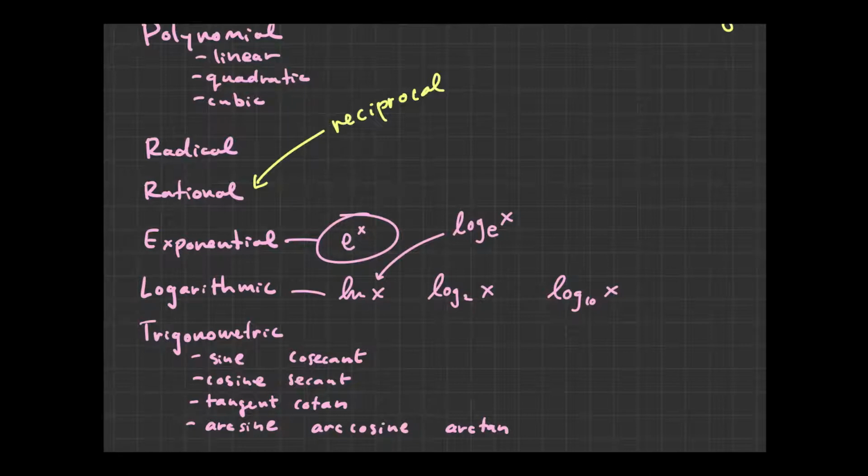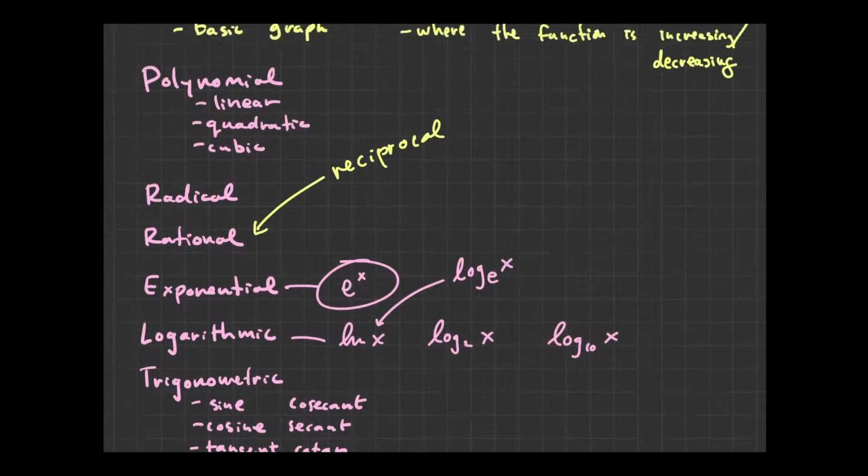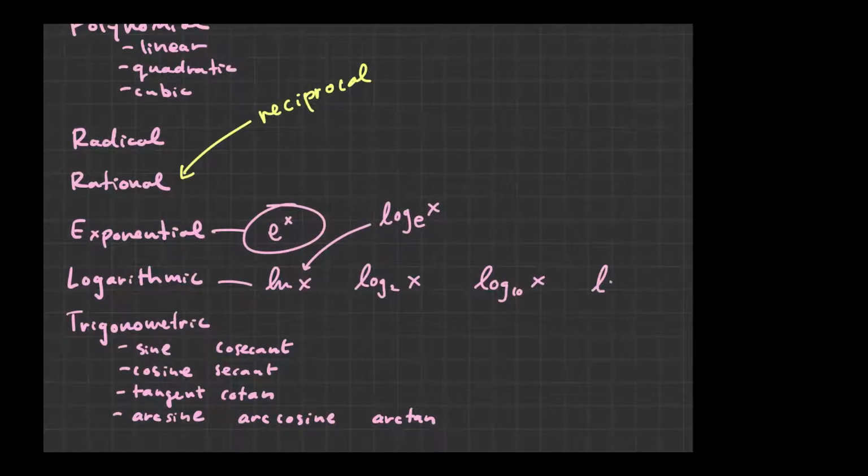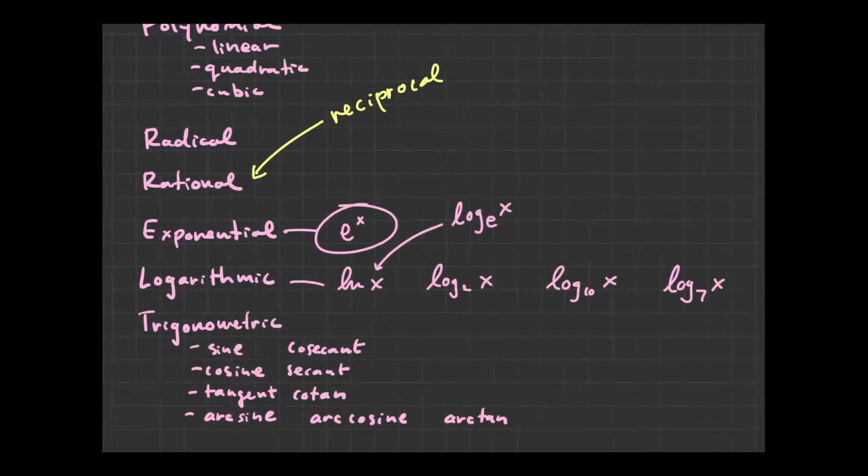And then we can have really any number that we want. If we wanted to, we could have like log base 7 of x. Why not? We can have anything we want. Okay. So tell me about logarithmic functions: domain, range, how to calculate the zeros. Where is it increasing? Where is it decreasing?